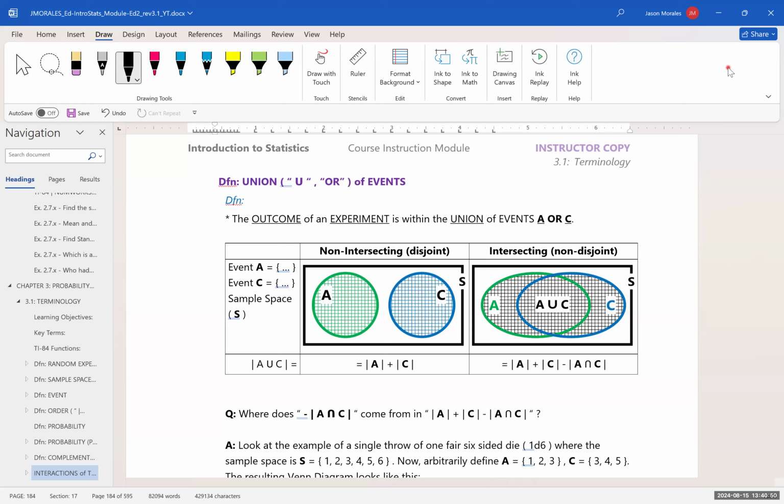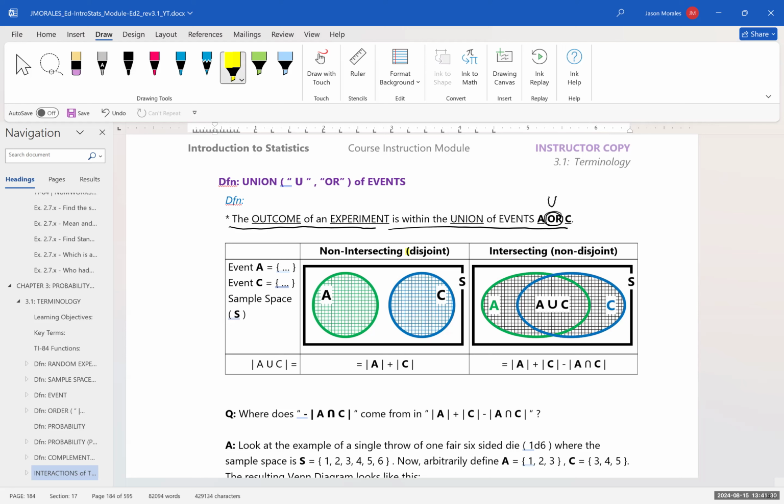Right, so let's look at a second way in which two events can interact, and that's with the union of events. The union of events is where the outcome of an experiment is within the union of events A or C. Whenever the word "or" is used between two events, we're talking about a union, or we can use the symbol, which looks like a capital U for union, in between the two events here. So here we're looking at the union of events A and C.